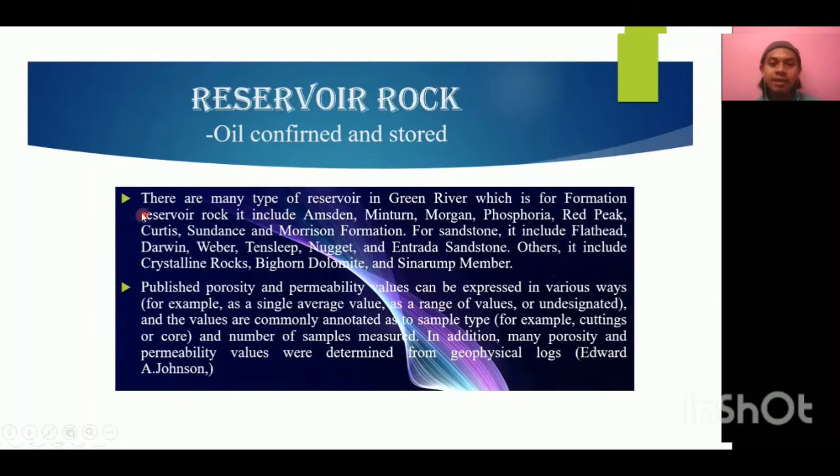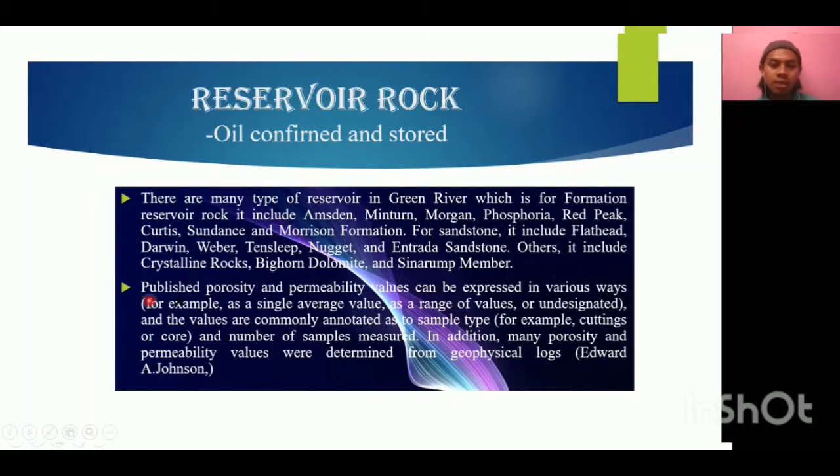So in Green River, there are many types of reservoir rock formations. They include the Amsden, Linton, Morgan, Phosphoria, Reddick, Curtis, Sundance, and Mauritian formations. For sandstone, they include the Flathead, Darwin, Weber, Tensleep, Nugget, and Entrada sandstones. Others include crystalline rocks, Bighorn Dolomite, and the Cinnamon member.